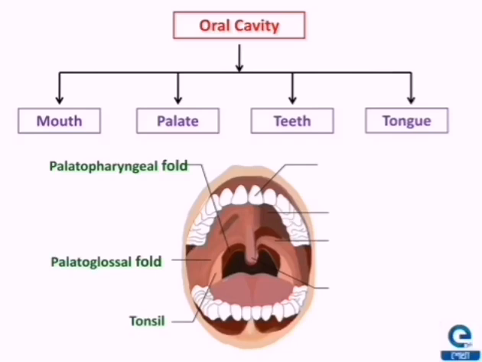This is the tonsil. This is the teeth. This is the hard palate. This is the soft palate. And this is the uvula.